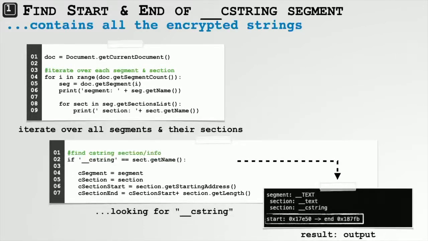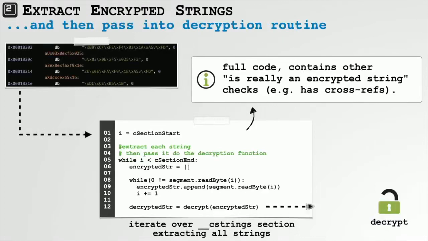So first up, we need to find the C string segment. As I mentioned, this is the segment in the macOS executable in this specific binary that contains all of the encrypted strings. So Hopper provides a myriad of APIs to interact with the disassembly and parse through the macOS header. So this is pretty straightforward. As you can see on the slide, we simply iterate through all the segments and their sections, looking for one that matches __cstring. And then once we find a match, Hopper provides information about that section, including the start and the end. So now we have the beginning and end of that section, which is where all the encrypted strings are.